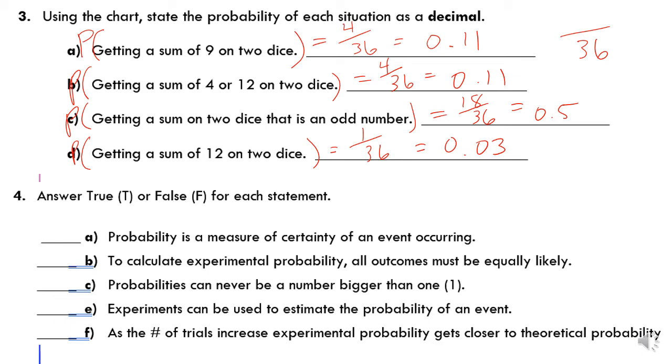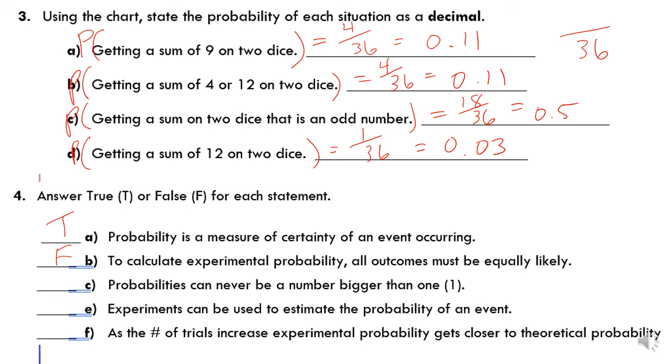Number 4, just some quick true-false. The probability is a measure of certainty of an event occurring. True. To calculate experimental probability, all outcomes must be equally likely. False.